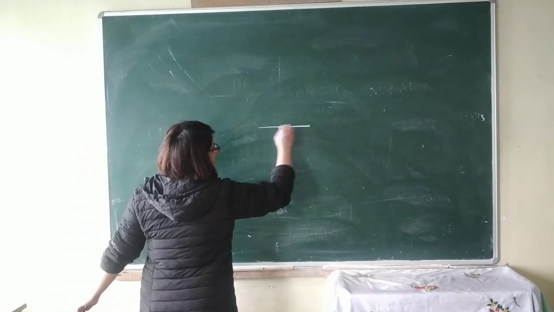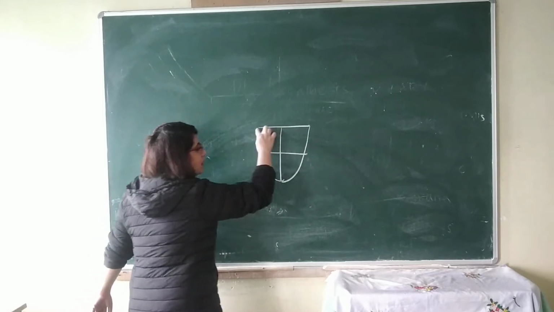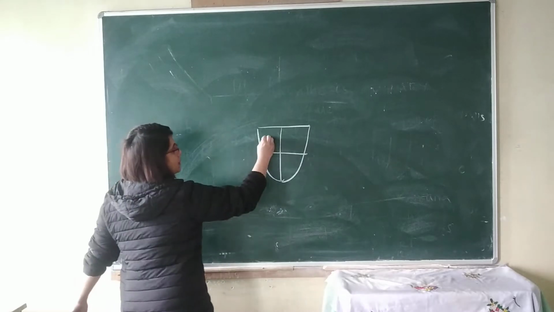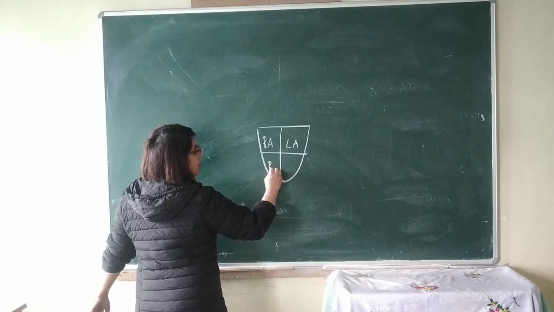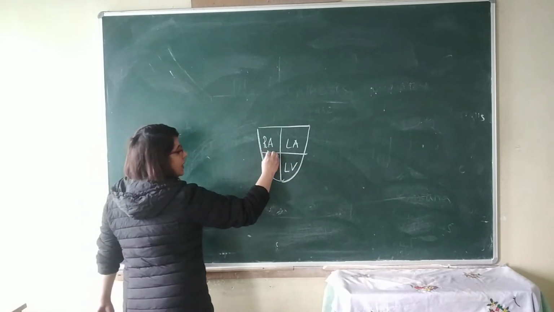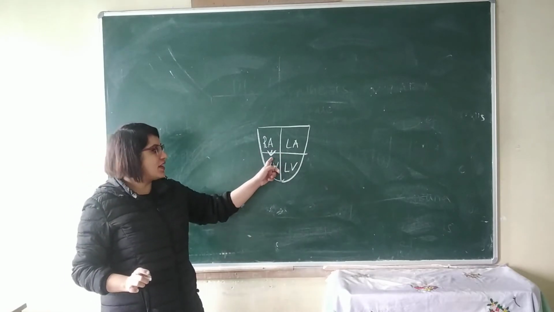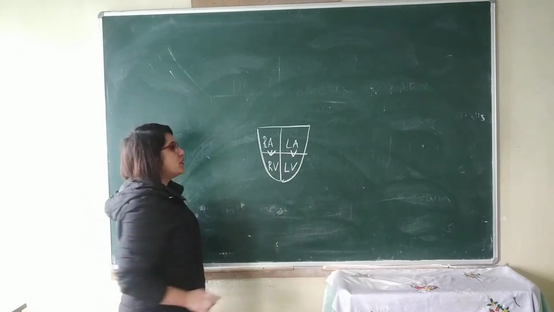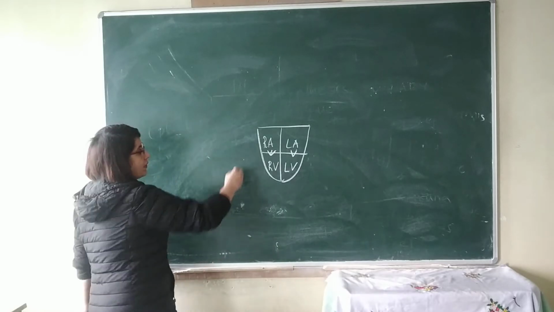So, as you remember, the heart is roughly triangular in shape. It has 4 chambers: right auricle, left auricle, right ventricle, and the left ventricle. Then the valve present between the right auricle and right ventricle is called the tricuspid valve, and the valve present between the left auricle and left ventricle is called bicuspid valve.